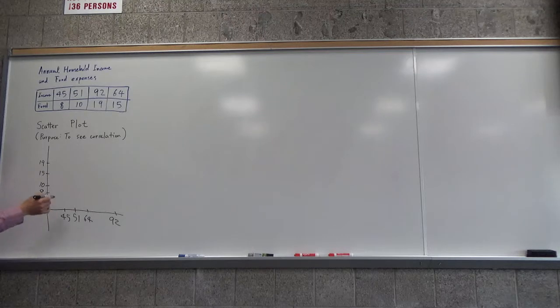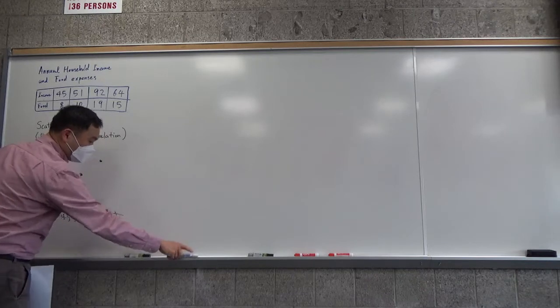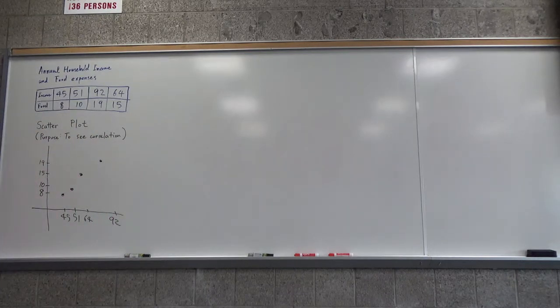Okay, and with this, you can plot the data. 45,8 would be here. 51,10 would be here. 92,19 would be up here. And then you might have 64, something like this. So even with this much data, you can kind of see that there's some kind of a correlation.